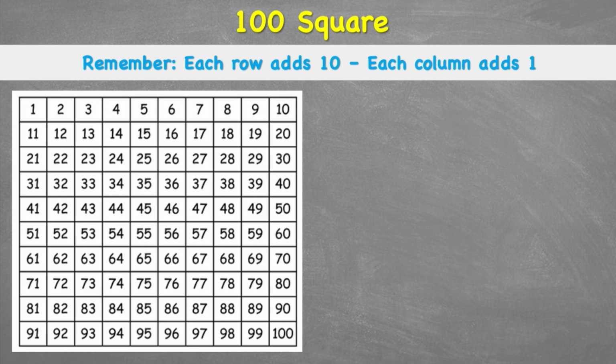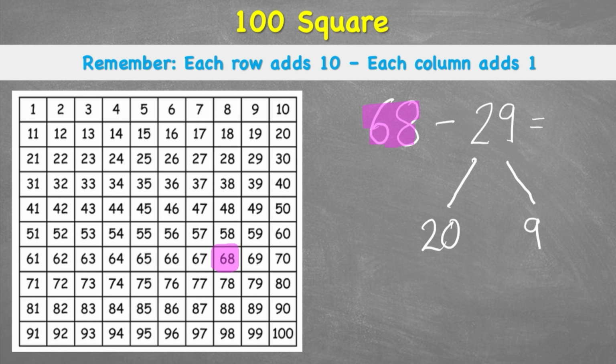Let's have a look at another really hard one. Let's say we have 68 minus 29. So again, first thing we need to do is find our starting position, 68. Where is it? There it is. And now when I think about my 29, I'm going to understand that 29 is a 20 and a 9. But remember, this time we are subtracting, which means we're coming back down our 100 square.